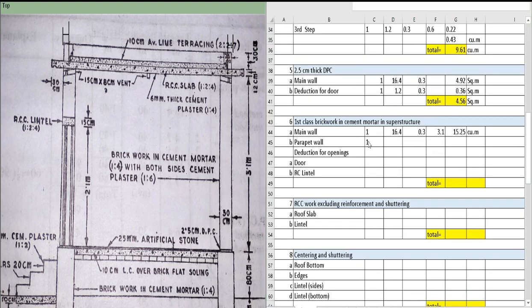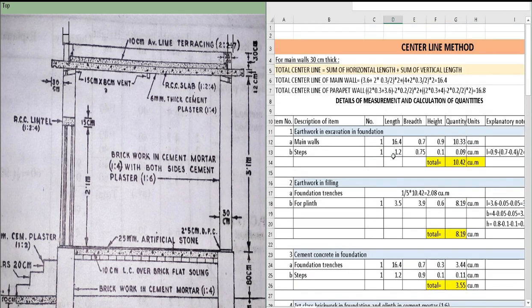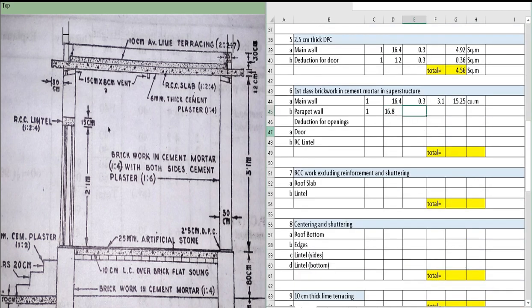So the number of parapet wall is 1. I can easily write the center to center distance, that is 16.8 meter, and we have the parapet width 0.2 meter up to the height of 30 centimeter. So the width of the parapet wall is 0.2 meter and the height of the parapet wall is 0.3 meter. So I get the total quantity 1.01 cubic meter.